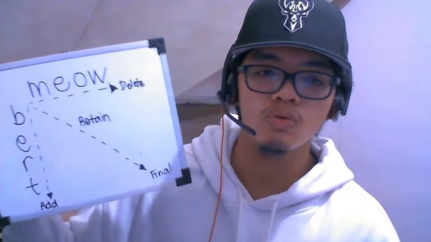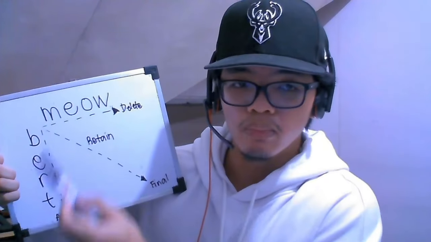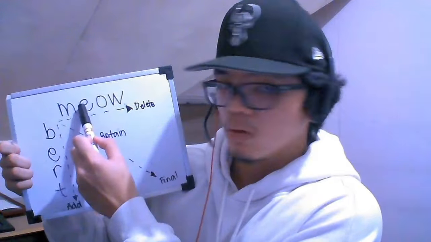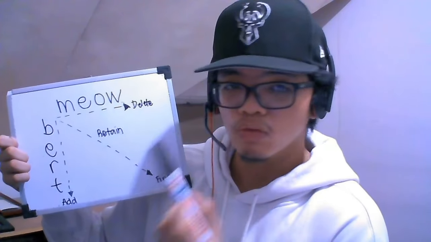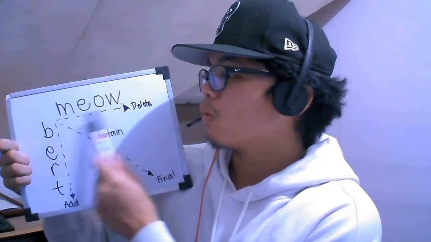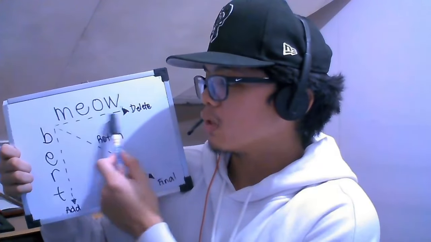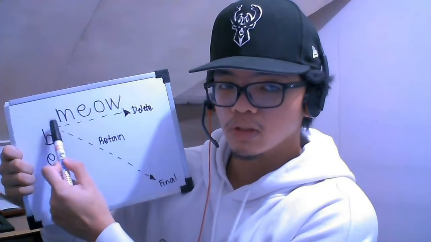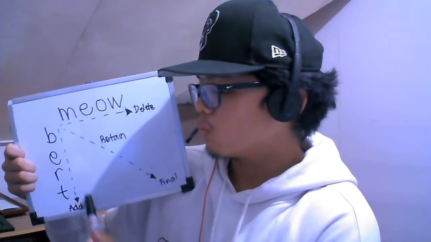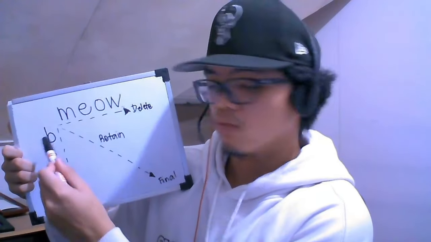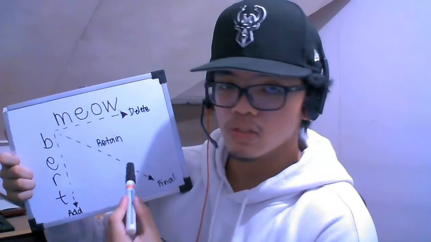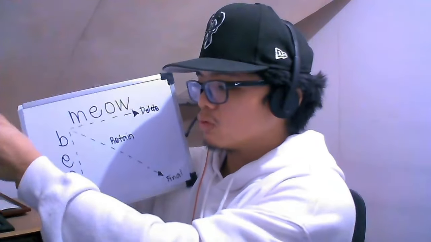First, it visualizes the problem as a path algorithm. So I have two words here, meow and Bert. We want to transform the word meow into Bert. You have three directions of movement: rightwards, downwards, and diagonal. When you go to the right, you are deleting a letter from the original word. When you go downwards, you're adding a letter from the new string. And if we go diagonal, that means you are retaining a letter from the old string.